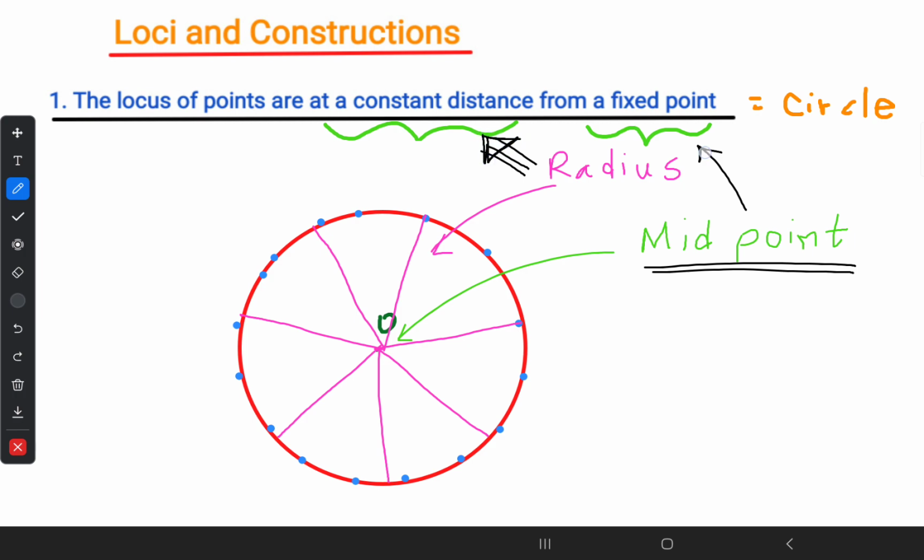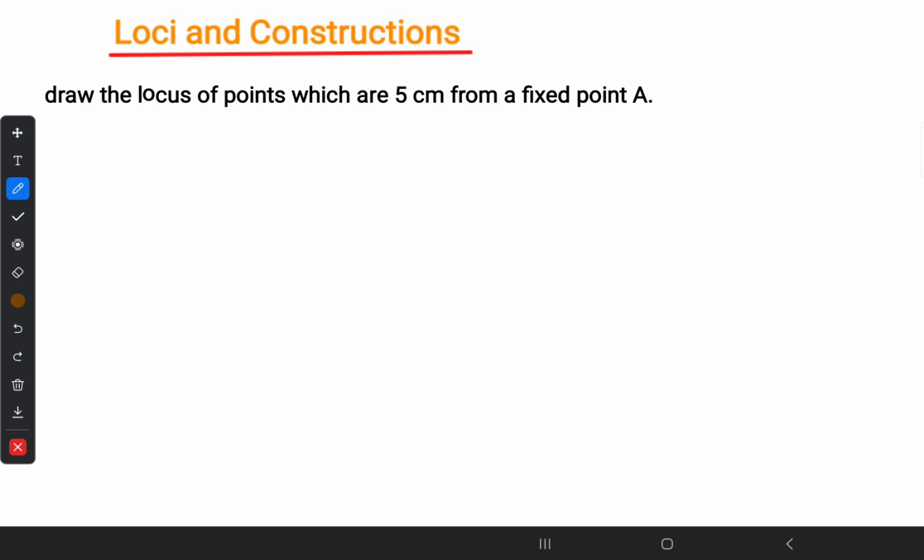Initially, we don't know whether it's a circle or a triangle, something like that. But after drawing our construction, we obtain it as a circle. Thereafter, by analysis, we can find the fixed point as the midpoint of the circle and the constant distance as the radius of the circle. So here the question is: draw the locus of points which are 5 centimeters from a fixed point A. Previously, we didn't have any idea what construction we had to draw or what the measurements were. But now you have the idea, you should draw a circle.